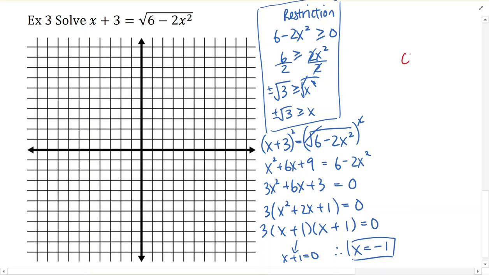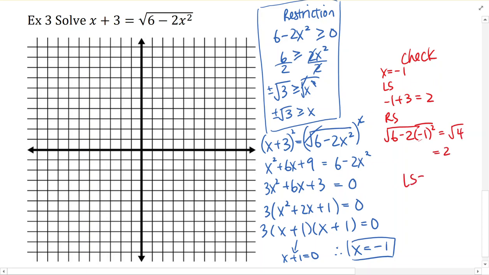Check. Oops, wait. Check. If we put x equals negative 1 into the left side, negative 1 plus 3 equals 2. And on the right side, 6 minus 2 times negative 1 squared, so that'll be basically 6 minus 2, which is root 4, which also equals 2. Left side equals right side. We are happy. So this is a go.